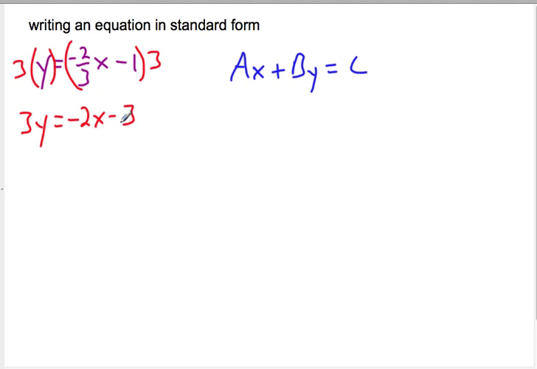Now we just need to get x and y on the same side. It's pretty simple. Every time you're going to either add or subtract. So in this case, we're going to add 2x to both sides. And we're going to end up with, let's put the x term first, 2x plus 3y equals -3. And that's it. So standard form just means that you have the x and y on the same side and that there's no fractions.